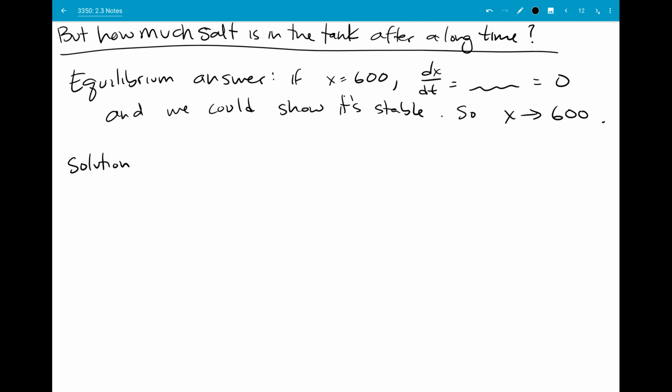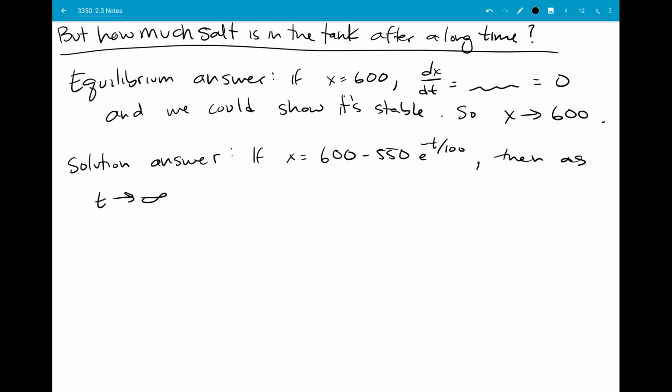But now we can look at that in terms of our solution too. So our solution answer is that if x equals 600 minus 550 e to the minus t over 100, then as t goes to infinity, we have e to the minus t over 100 goes to 0. And x goes to 600 minus 0, so x goes to 600. That's the same answer, but we've arrived at it in a different way.